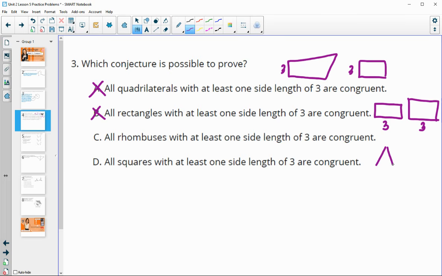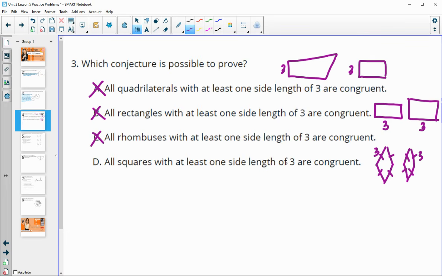So now we know all of the sides are going to be 3. So every single side here is 3. But rhombuses don't have set angles. So let me try and make one that looks fairly different than that. So this could be a much skinnier angle at the top, and all still have side lengths of 3, but definitely not congruent rhombuses. So this one must be false.